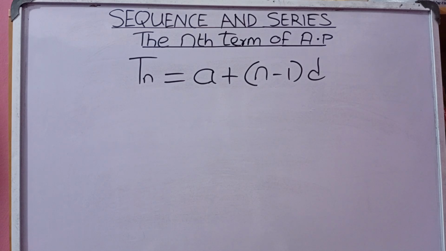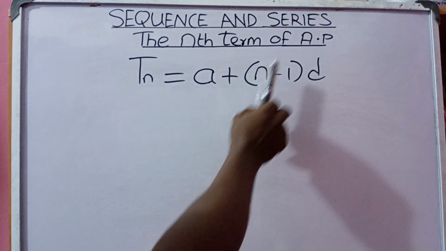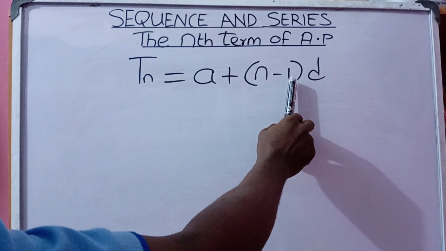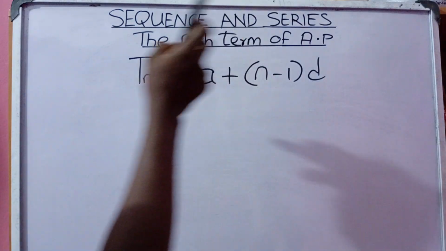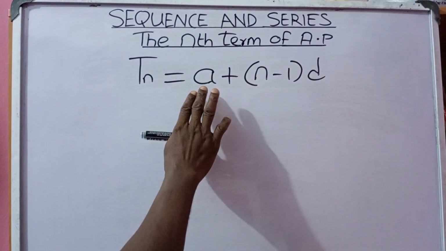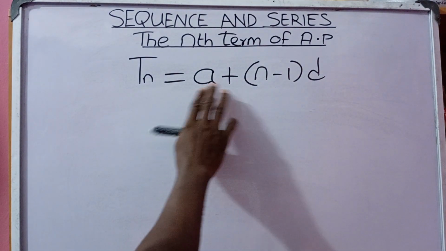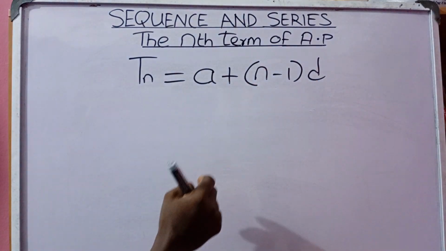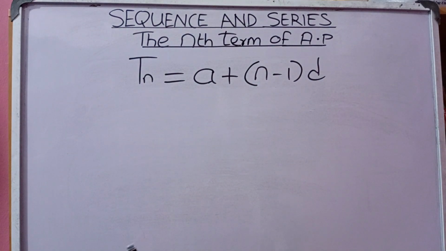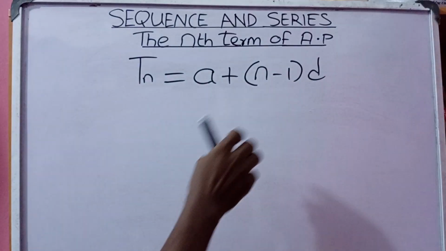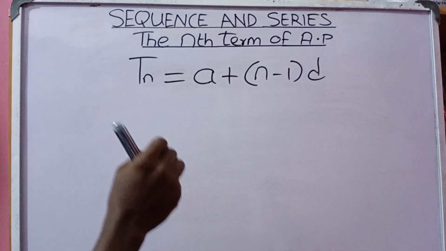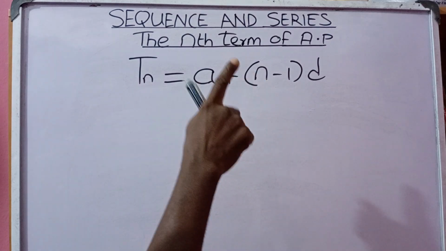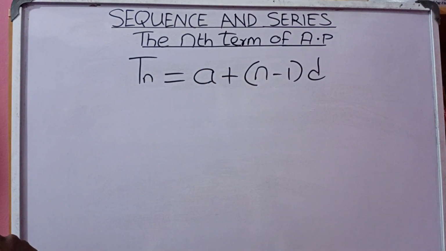All right, so the general formula is defined as the first term plus bracket n minus 1 times the common difference. A represents the first term, n represents the number of terms, then d represents a constant known as the common difference. We're making use of this formula in finding the particular term of an arithmetic progression.